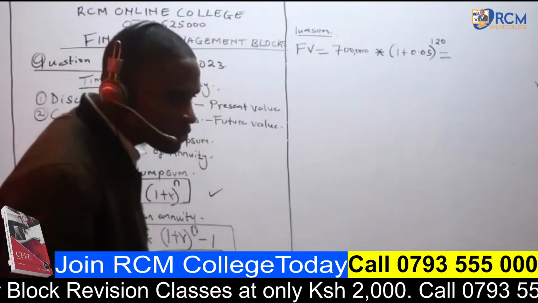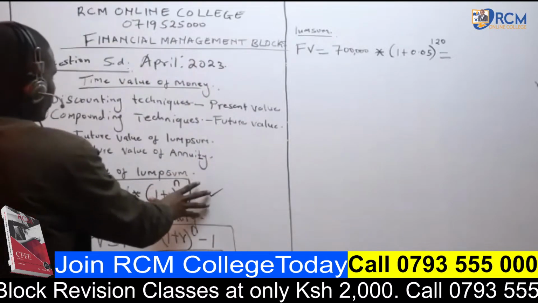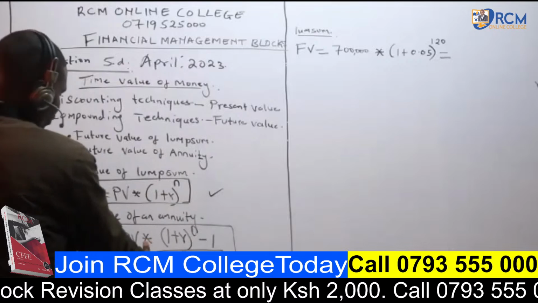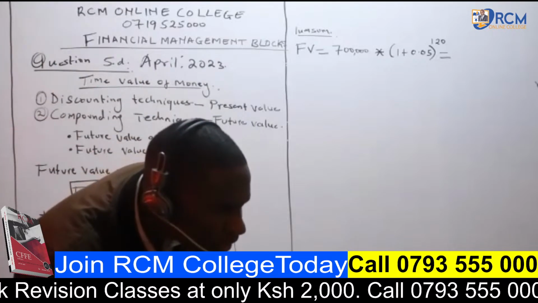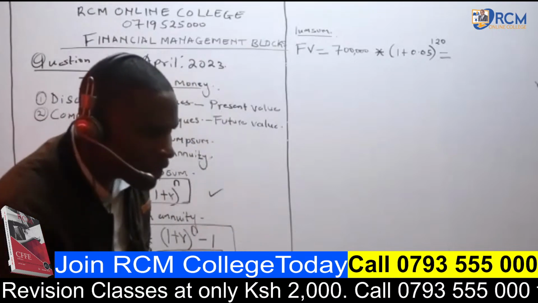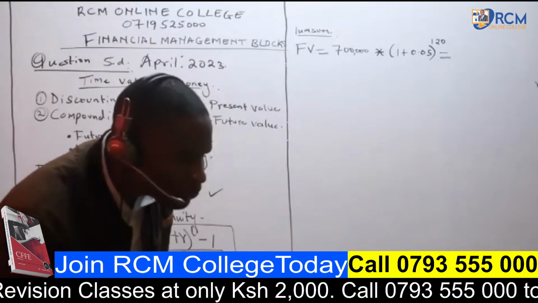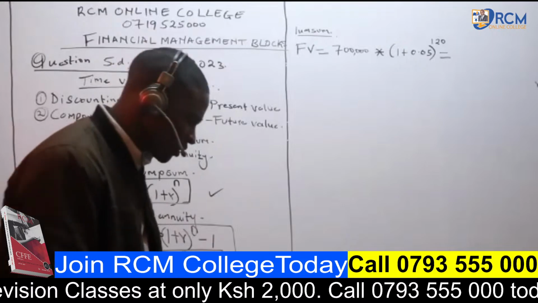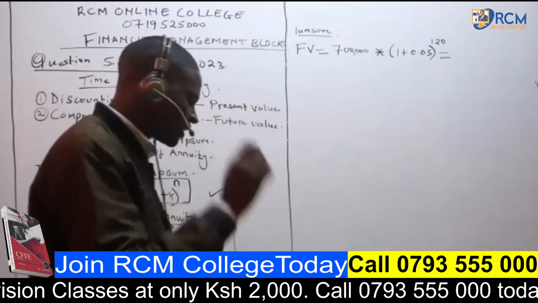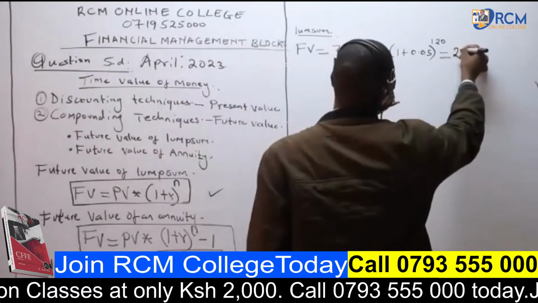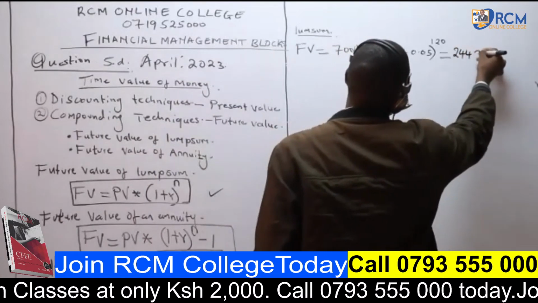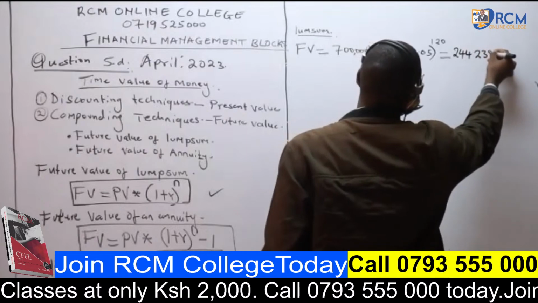No. Dennis, don't divide. For the lump sum, you don't divide. But for the annuity, we shall be dividing. You get it? I hope we are together. People are getting 244,238, 390. That is a good amount of money. 244,238,390.